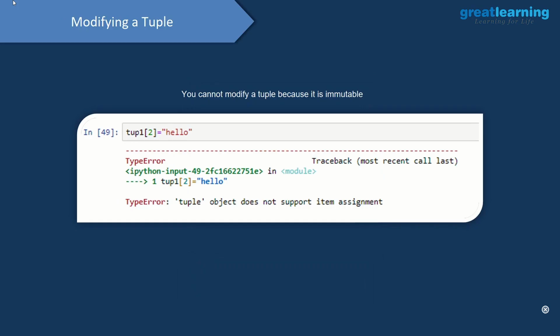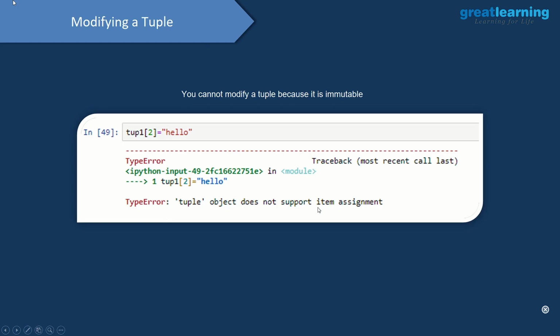Right. Now, as I've told you, a tuple is immutable. That means you cannot go ahead and change the values which are present in a tuple. So let's actually try doing that. Over here, I am trying to change the value which is present at index number 2, and I'm assigning it a value of hello. And when I try to do that, I get an error. The error is tuple object does not support item assignment, and that is because tuples are immutable.